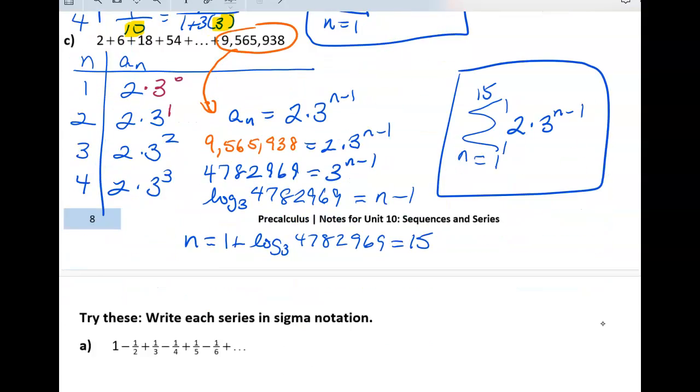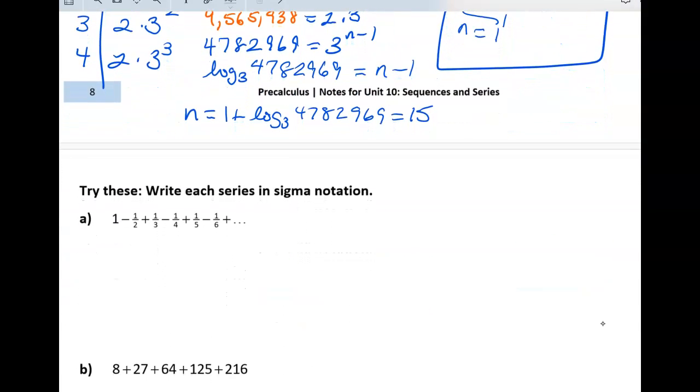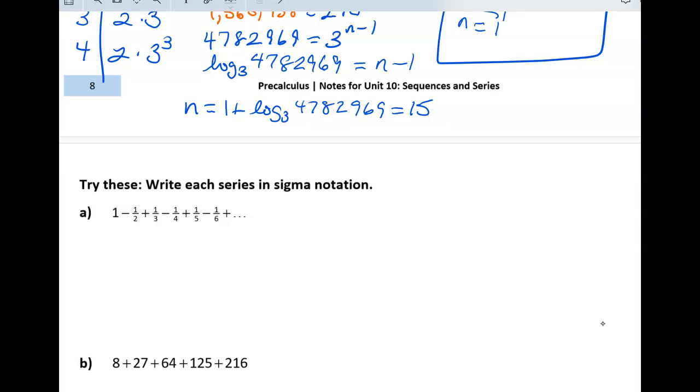All right, some ones for you to try on your own. 1 minus a half plus 1/3 minus a quarter plus 1/5 minus 1/6 plus etc. So try this one on your own and pause the video.